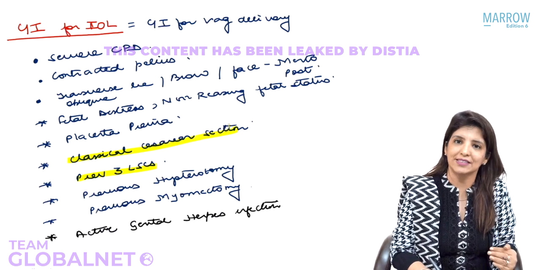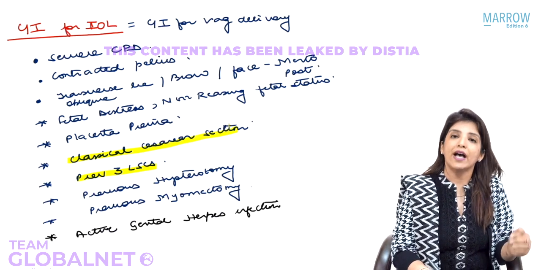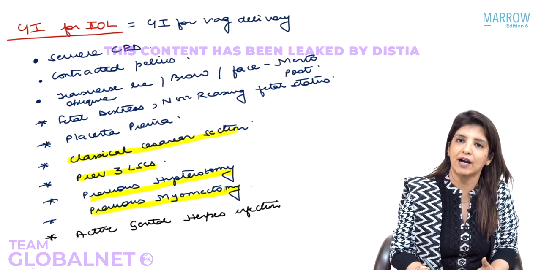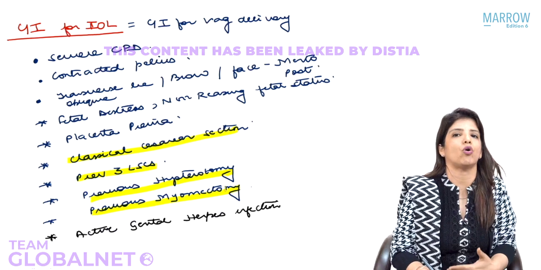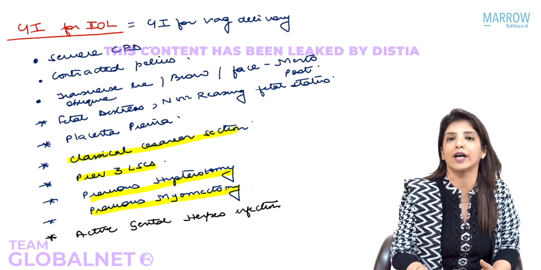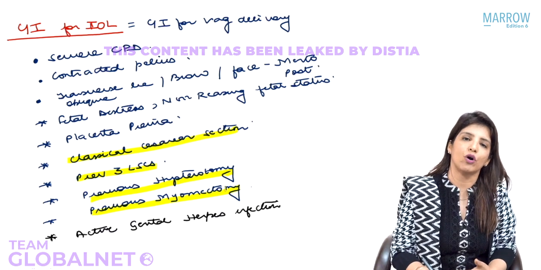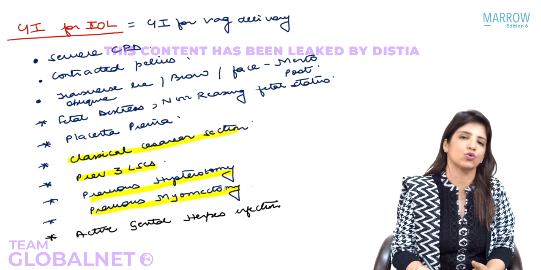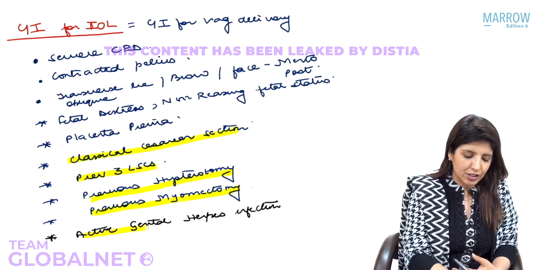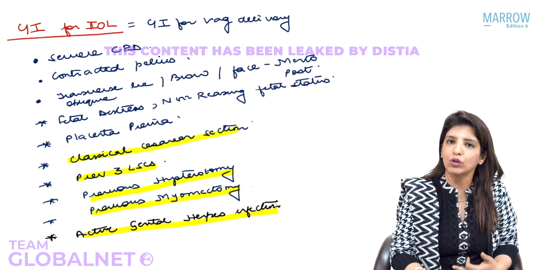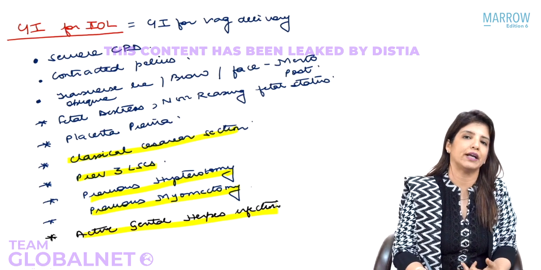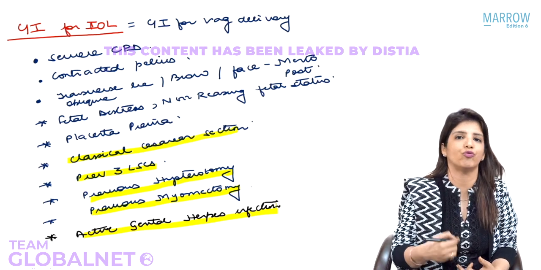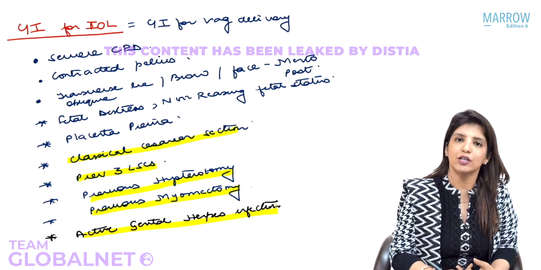As far as classical cesarean section, previous hysterotomy scar and previous myomectomy scars are concerned, again they are contraindications for trying vaginal delivery. Because they are contraindications for trying vaginal delivery, induction of labor is contraindicated. Active genital herpes infection is also a contraindication for induction of labor, because in active genital herpes infection, you go for cesarean section. Clear to all of you?